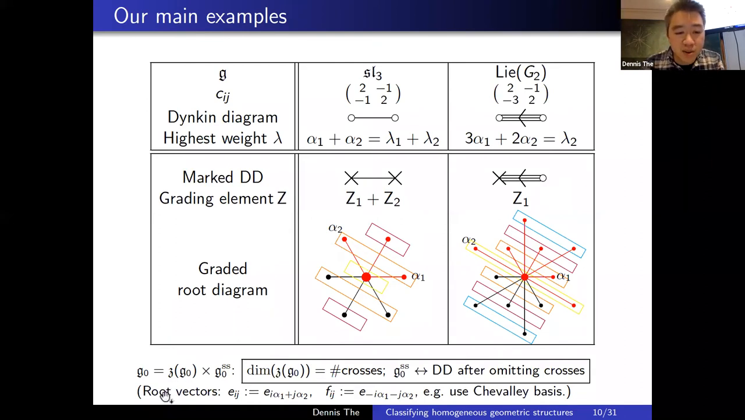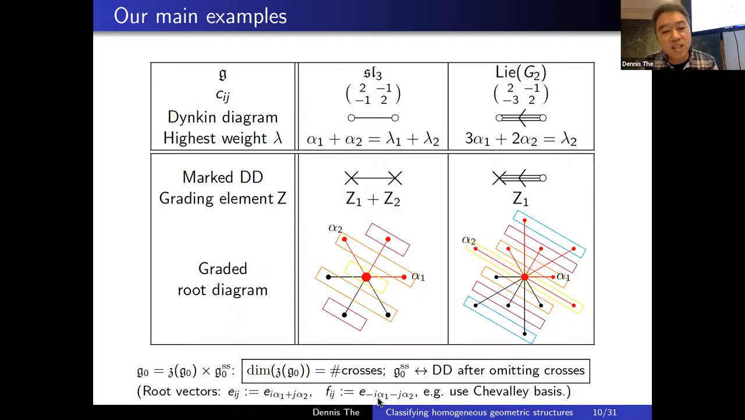For later use, I'm going to introduce these root vectors. So E_ij refers to the root vector for the root i alpha 1 plus j alpha 2. So I'm just going to pick off those coefficients. These are my raising operators in SL2s, and these are my lowering operators, F_ij, in those SL2s.